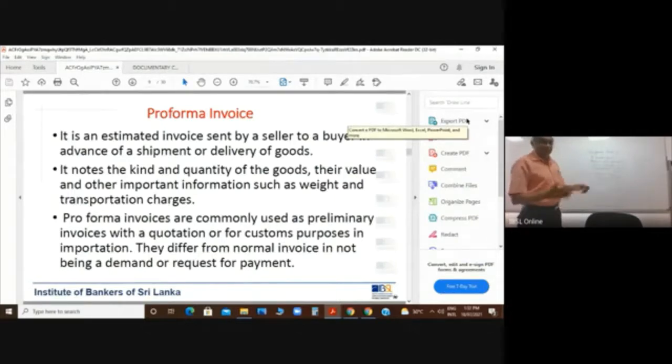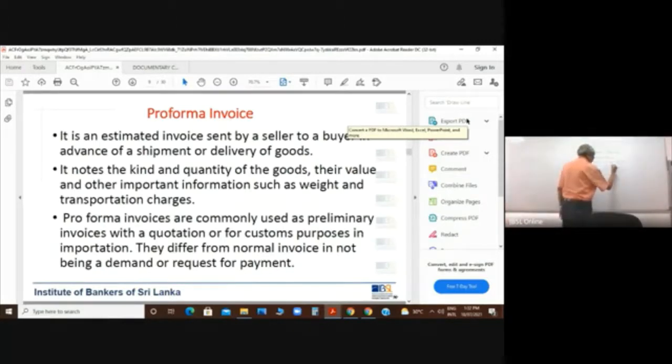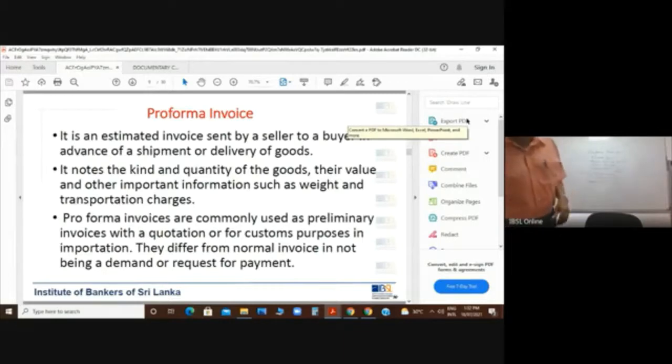Right? Then transport cost has to be added to this. Transport cost, US dollars 5,000. Right? We add these two, so US dollars 55,000 only, with the transport cost. These are the basic things. But when it comes to the final one, this can be changed.